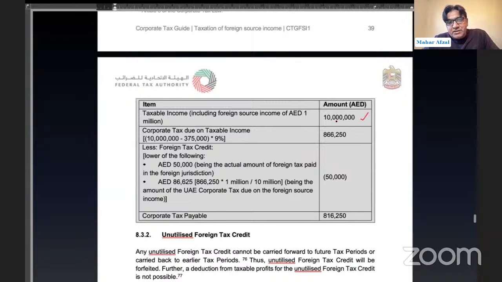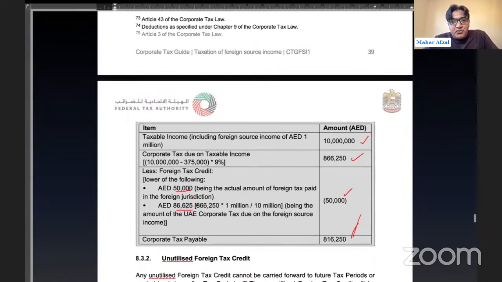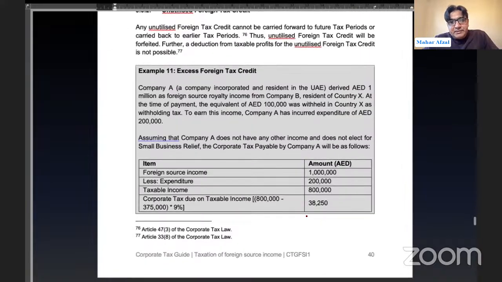How much is the tax due on this? 10 million less 375,000 at 9% is 866,250. Now, on a weighted average basis, how much is the tax due on this foreign income? 866,250 into 1 divided by 10, so this is 86,625. How much tax have they paid? 50,000. Lower of these is 50,000. So 50,000 they have paid here. Tax due is 86,625. Out of this, the lower is 50,000. They have the right to claim credit for 50,000.